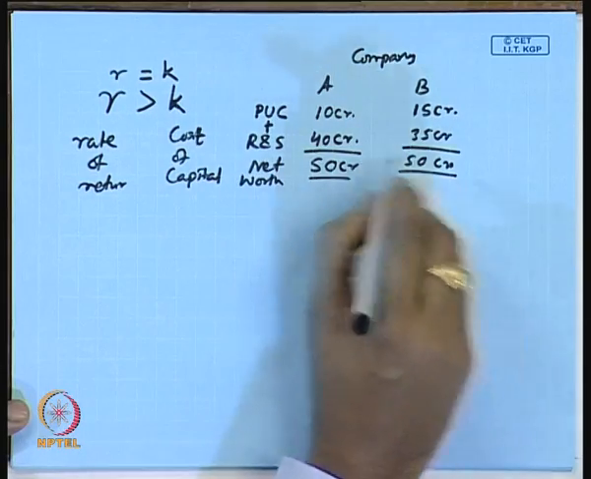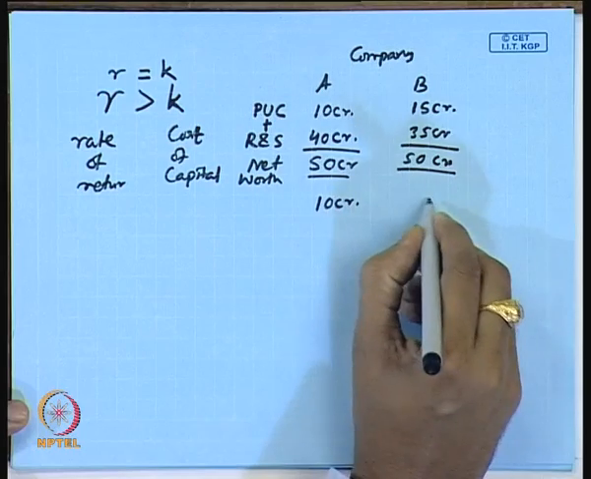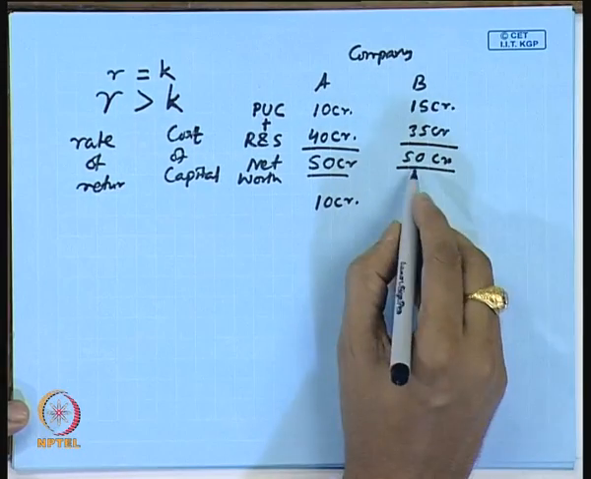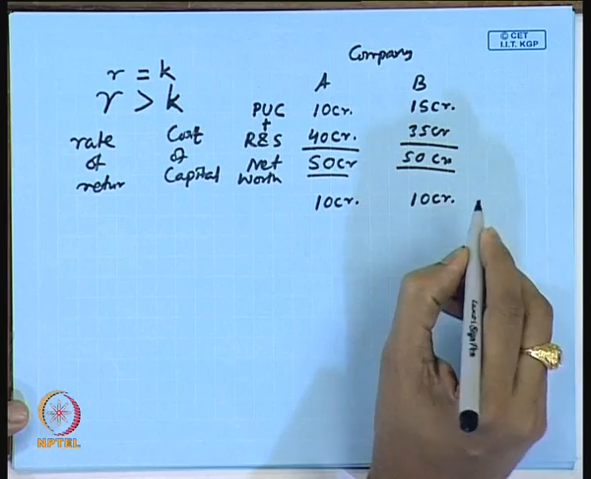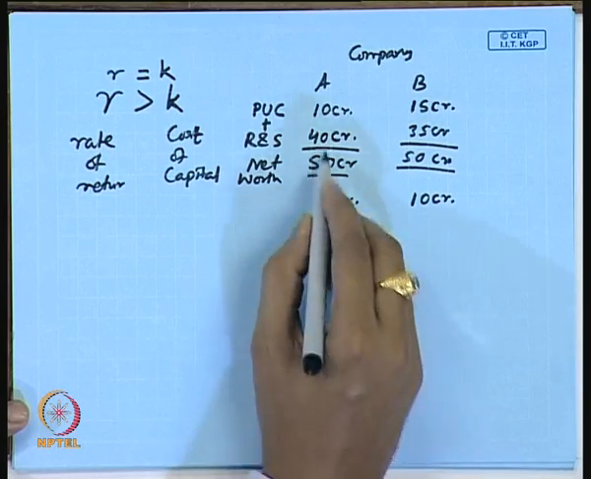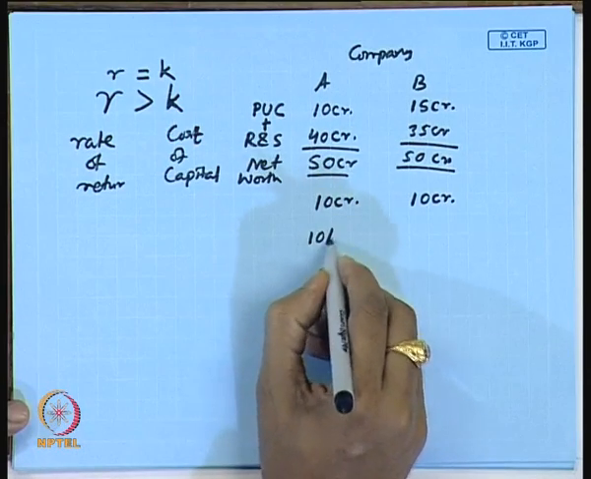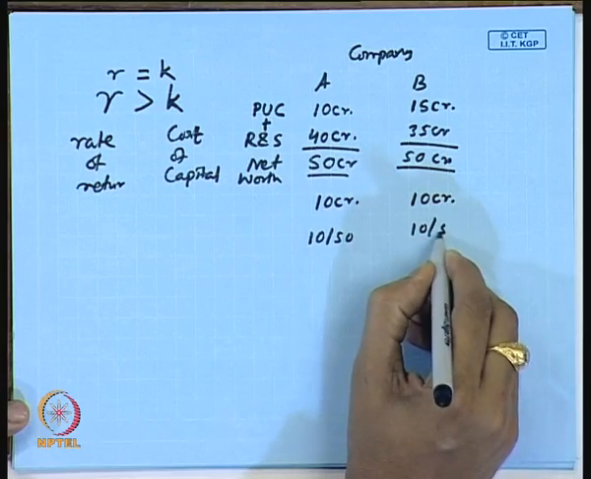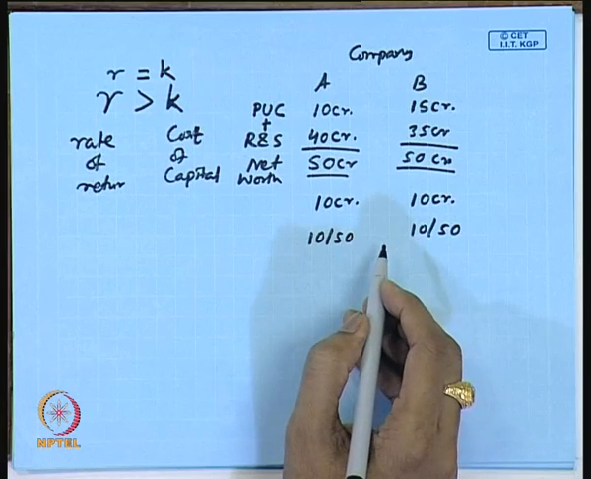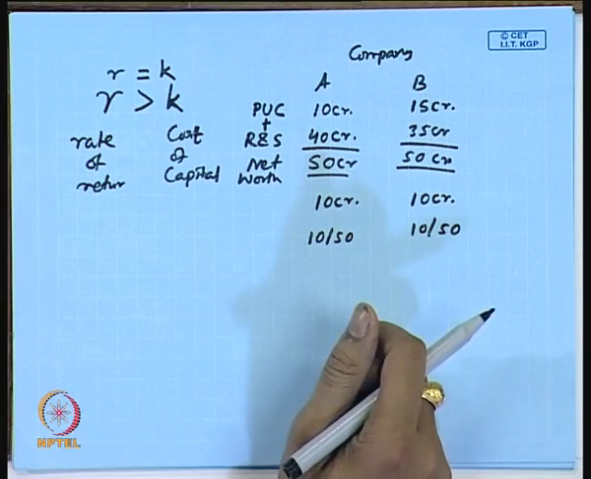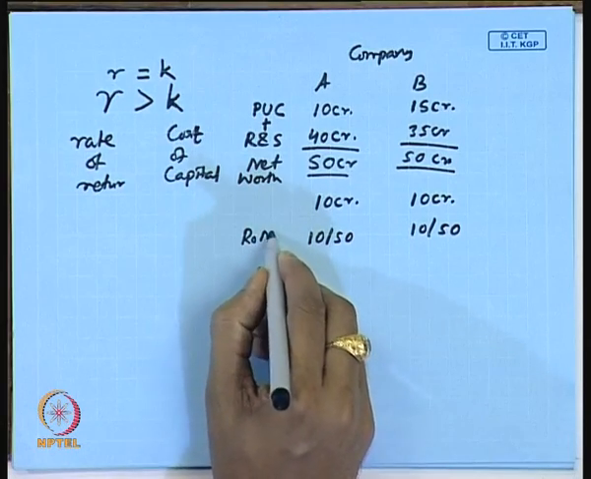So, company A is having, let us say, 10 crore rupees of profit during this year, and company B is also having a profit of 10 crore. So, if you compare these two companies, and look at return on net worth, then 10 by 50 and 10 by 50 is actually one and the same. So, neither company B nor company A has an advantage or a better performance over the other company. This is called return on net worth.